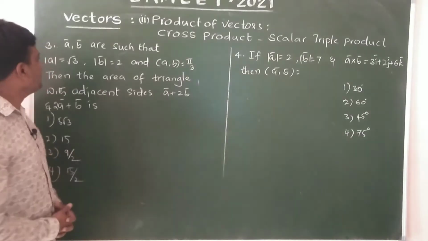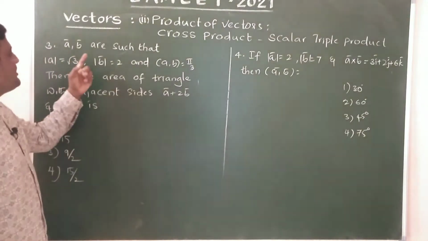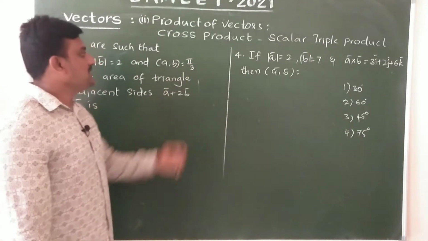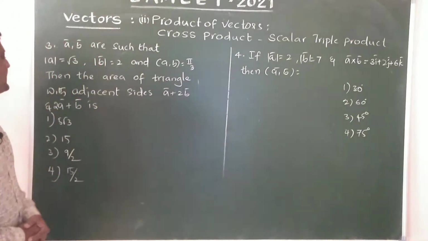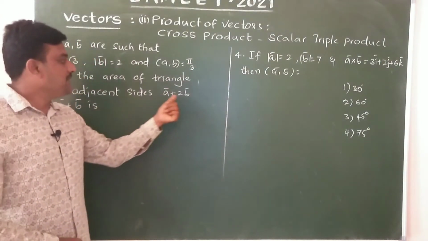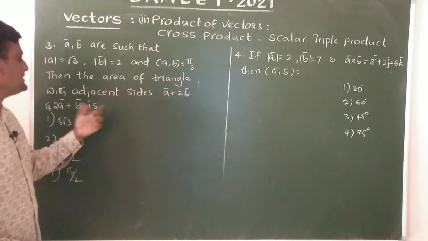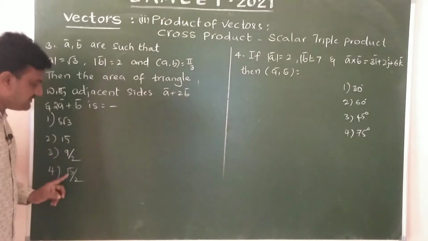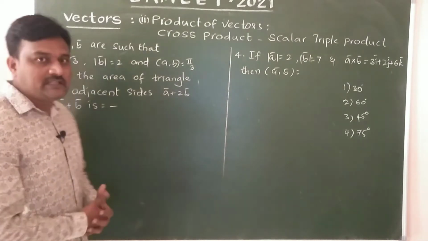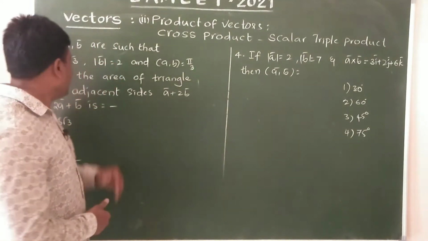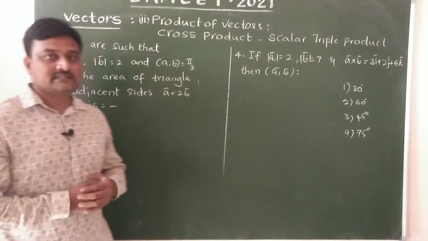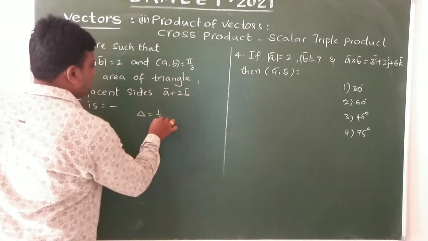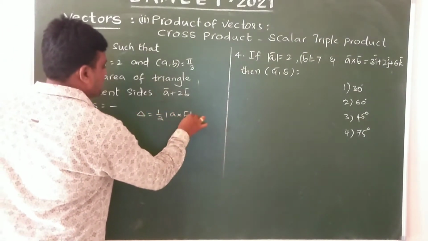Okay, more problems. The question is, A, B are such that |A| = √3, |B| = 2 and the angle between A and B is π/3. Then the area of the triangle with adjacent sides A + 2B and 2A + B is what? Given options are 5√3, 15, 9/2, 15/2. Actually, the area of the triangle whose adjacent sides are A and B is delta equals half into |A × B|, actually the formula.